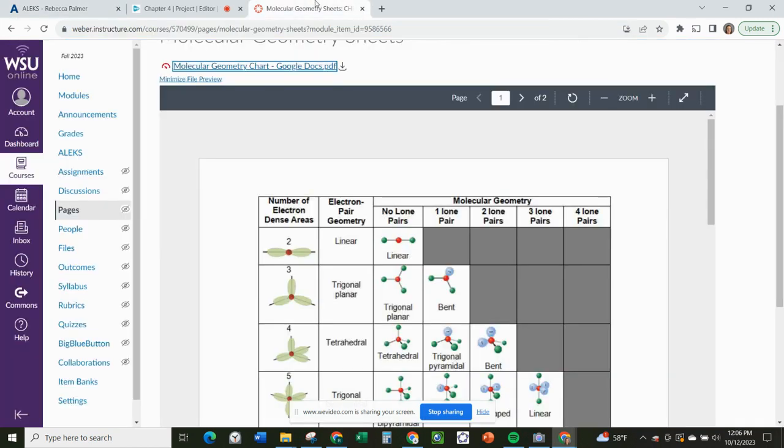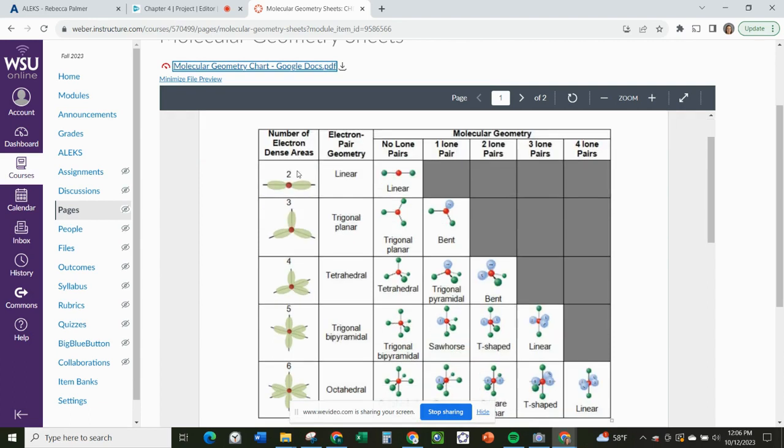That chart in our notes, so this is in the module for chapter 4, we just care about the electron pair geometry. We don't care about the molecular geometry here. We're kind of ignoring lone pairs. We just care about those electron groups. It doesn't really matter here.